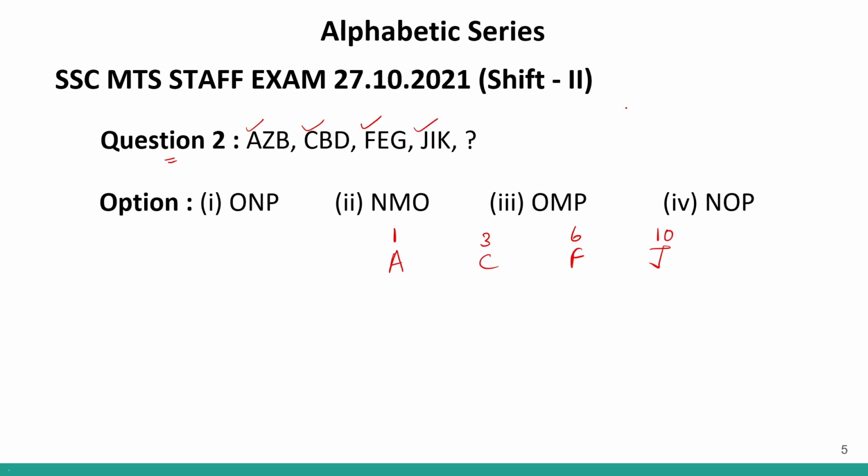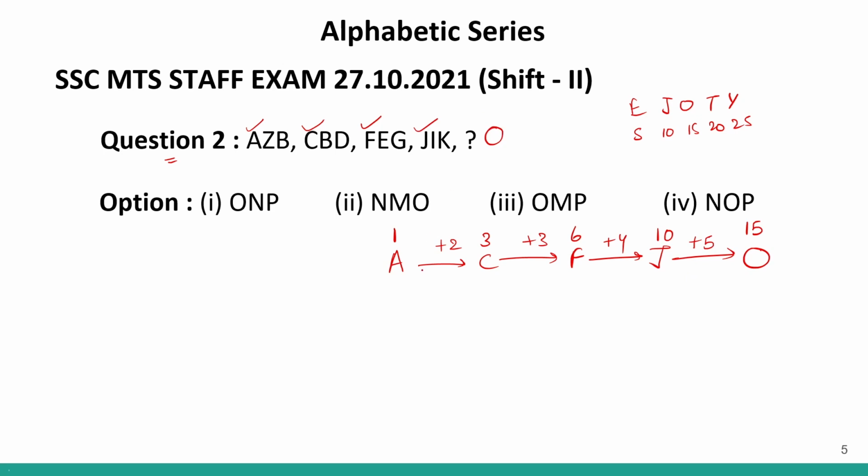What was the shortcut? The shortcut was AJORTY. Correct? This was 5, this was 10, this was 15, this was 20 and this was 25. So this is plus 2, this is plus 3 and this is plus 4. Now do you see a pattern? Next will be plus 5. Plus 5 will be 15, which will be O. So the first element will be O.